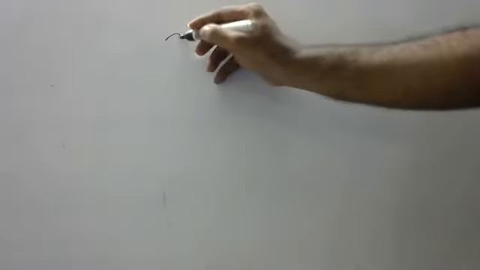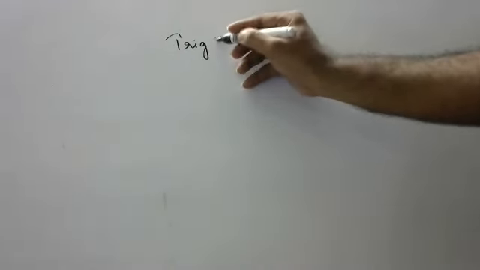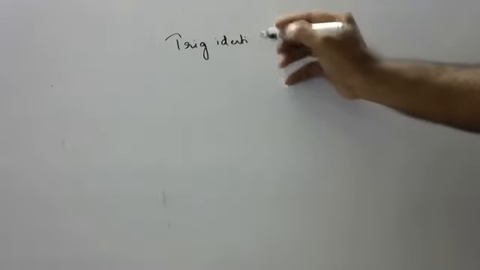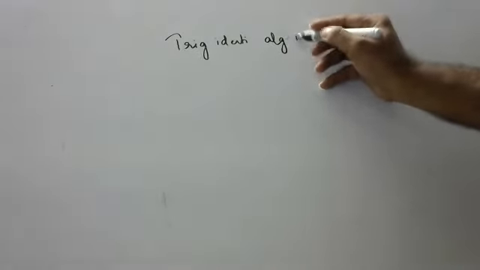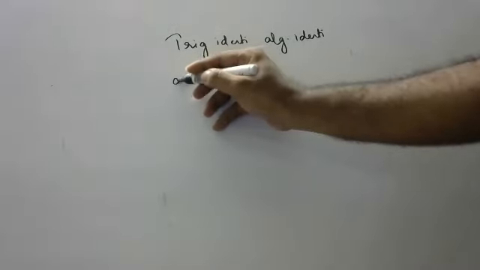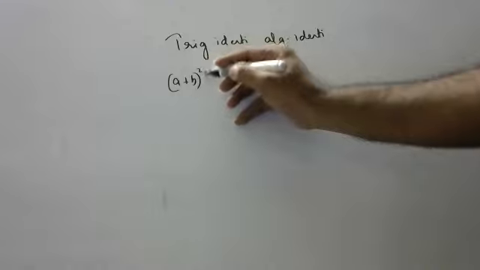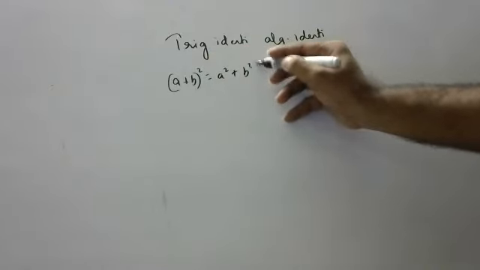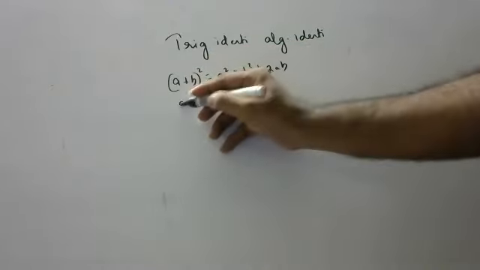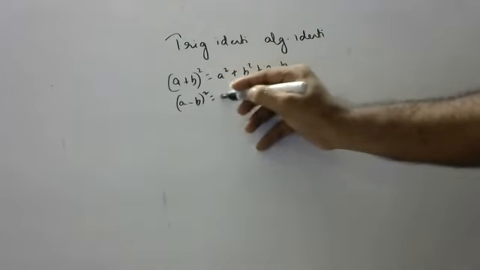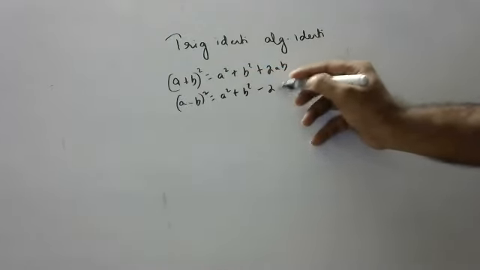Yes, children, today we'll discuss trigonometric identities using algebraic identities, which we studied in ninth class. Some of the famous identities I will say once. A plus B whole square, children, is A square plus B square plus 2ab. A minus B whole square, children, is A square plus B square minus 2ab.